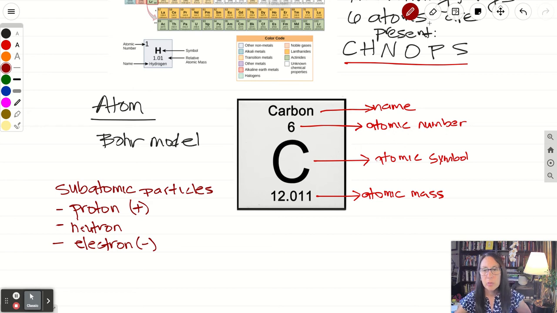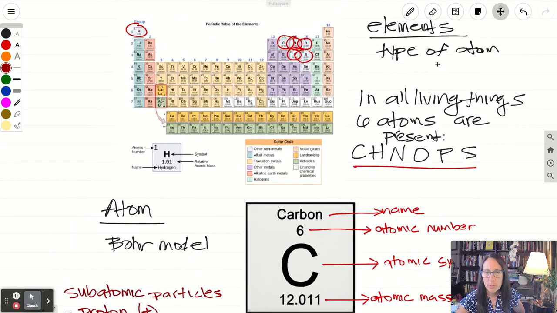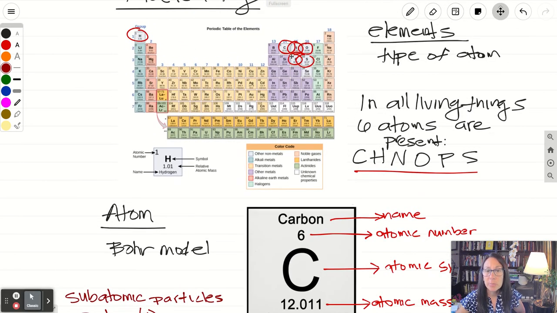If you were to look at another one like nitrogen, which is number 7. If you look at the periodic table, let's scoot up here. Nitrogen is right next to it. This is number 7. It has 7 protons, 7 neutrons, 7 electrons. Oxygen is number 8. It has 8 protons, 8 neutrons, 8 electrons, and so on. Hydrogen over here is number 1. So it only has 1 proton, 1 neutron, 1 electron.